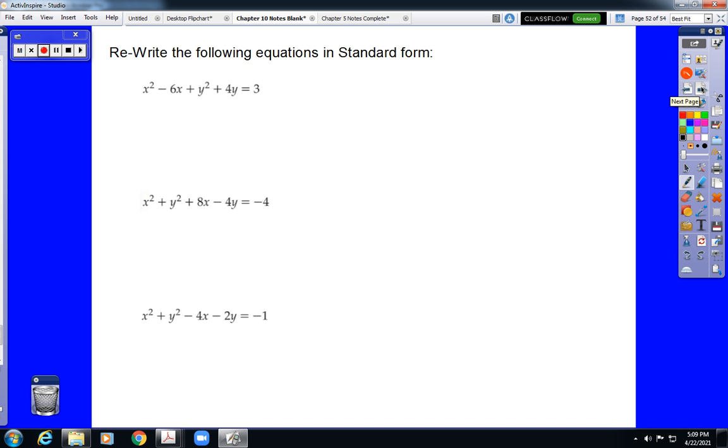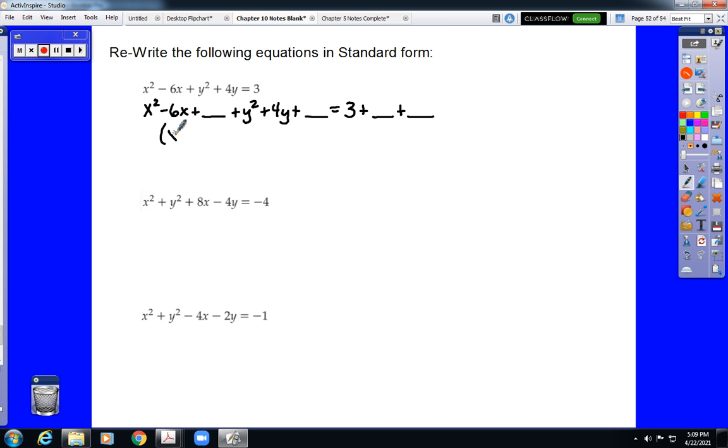Okay, so once again, we already have things paired up here. We do need to insert our blanks. So x squared minus 6x plus something plus y squared plus 4y plus something equals 3 with 2 blanks.